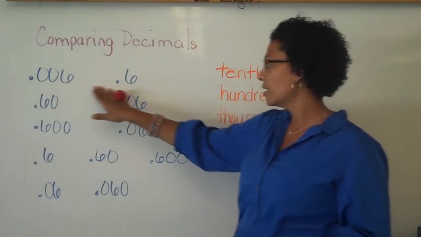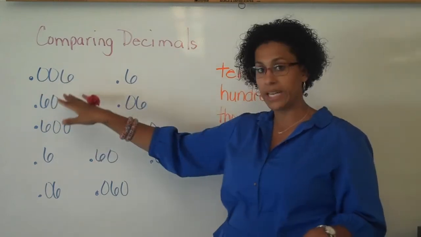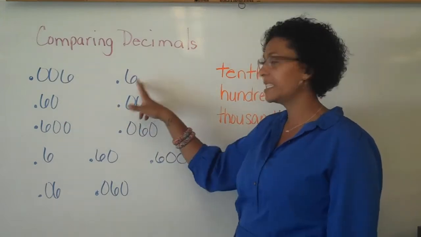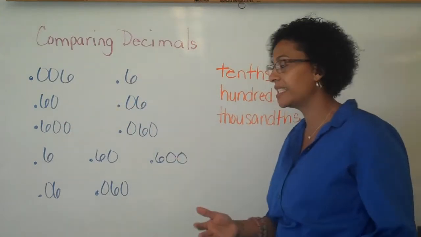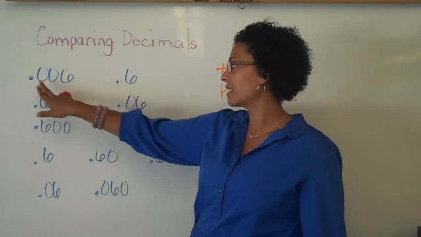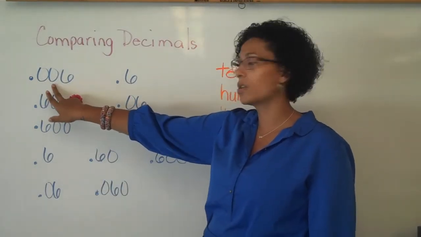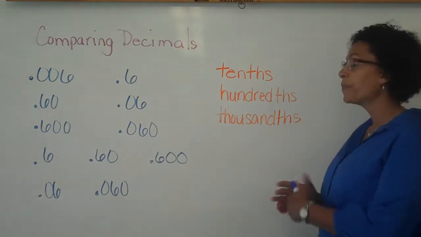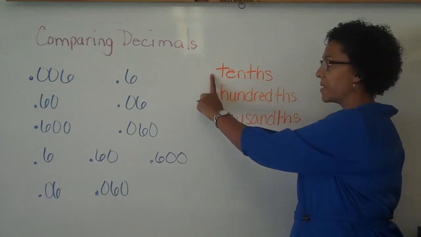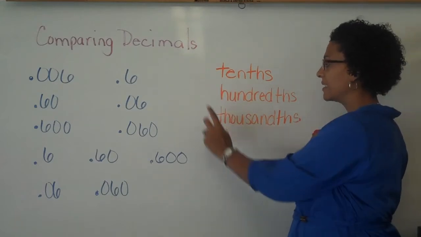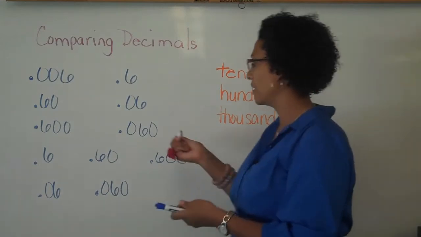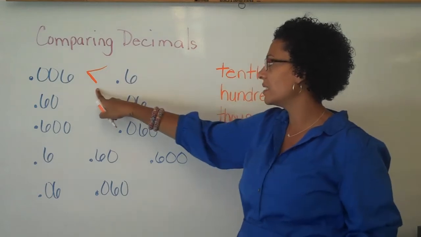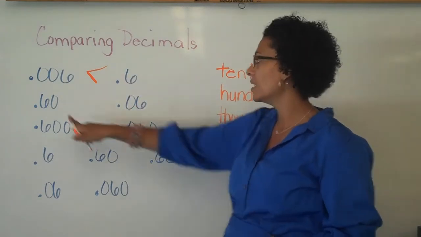So we're going to start here with this top one, 0.006, where the 6 is in the thousandths place, so we would say this is 6 thousandths, and this is 6 tenths. So although we have 6 in both numbers, this is 6 thousandths, because this is holding the place of the tenths, this is holding the place of the hundredths, and here's my 6. And 6 tenths. So when I look over here, I remember that tenths is at the top because it's the biggest. So 6 tenths is going to be bigger than 6 thousandths, so I'm going to compare this way. 6 thousandths is less than 6 tenths. Let's look at the next one.